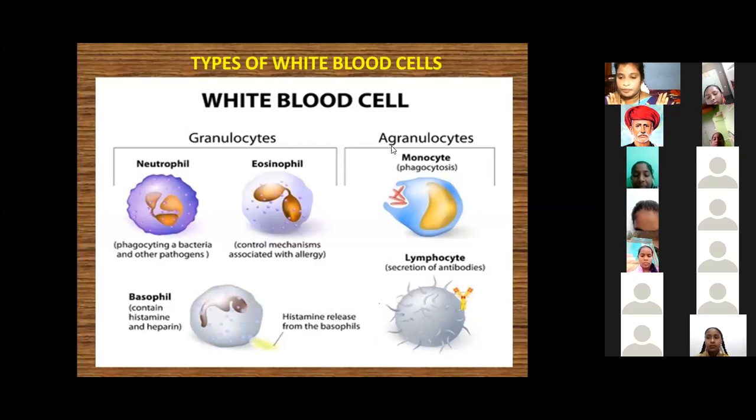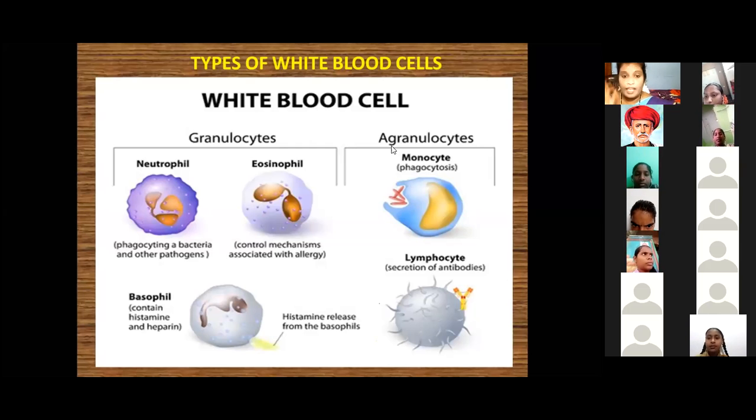Understand, ma'am. How many types of white blood cells are there? Two types, ma'am. Very good. What are they? Granulocytes and agranulocytes.